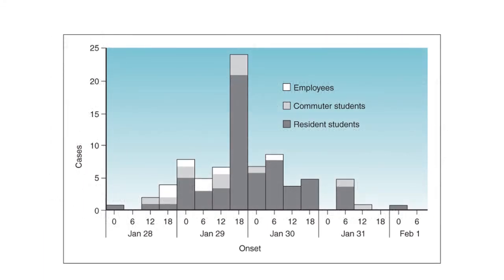Here is the epidemic time curve that they generated. The white blocks are the employees, the light gray is commuter students, and the dark gray is resident students. It makes sense that the resident students would be most affected, mainly because they live on campus and are more likely to be eating in the cafeterias. Based on where the peak occurred, they can assume it's probably one of these 2 days where people were being exposed to whatever the infectious source is.